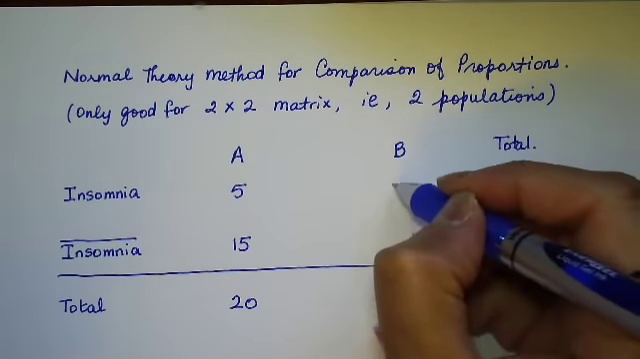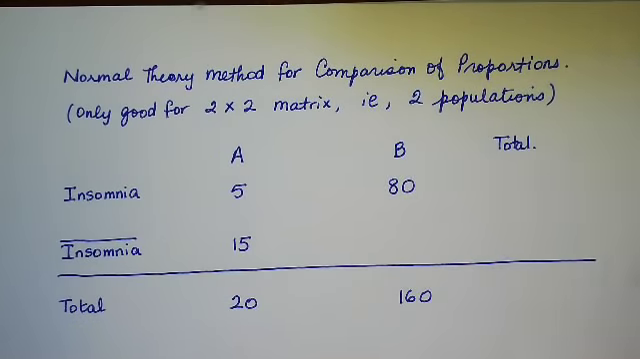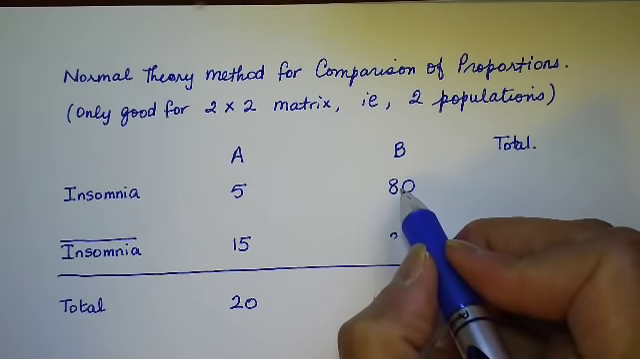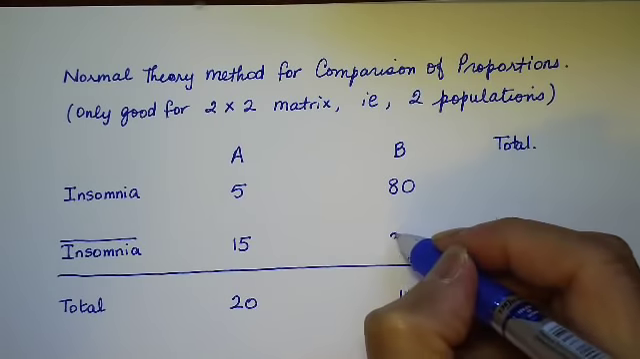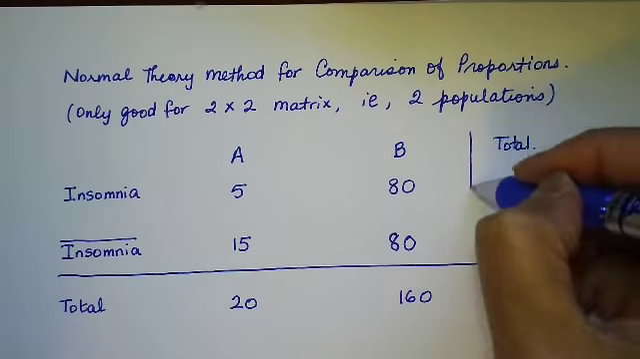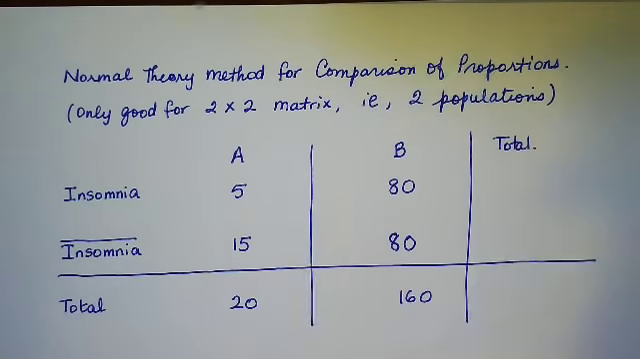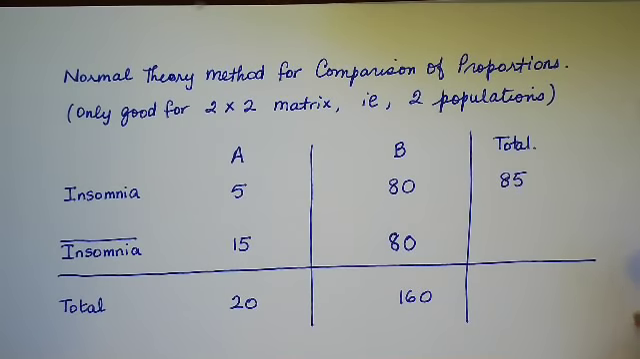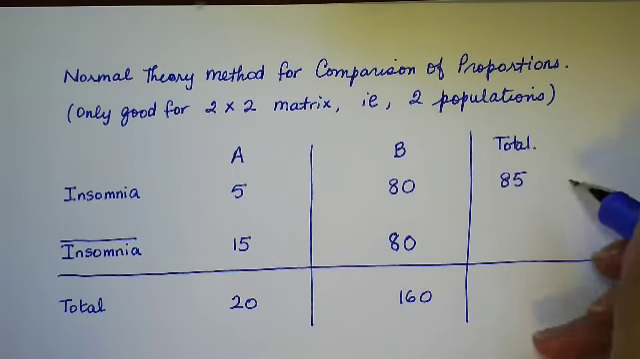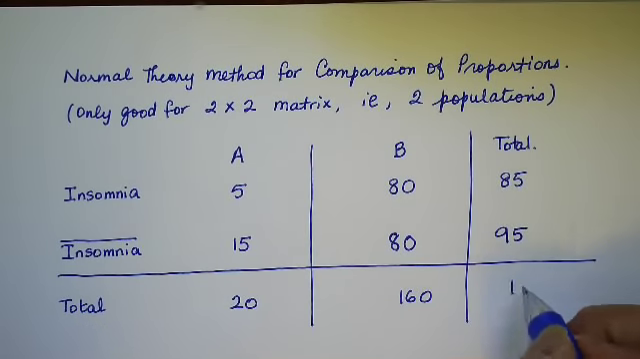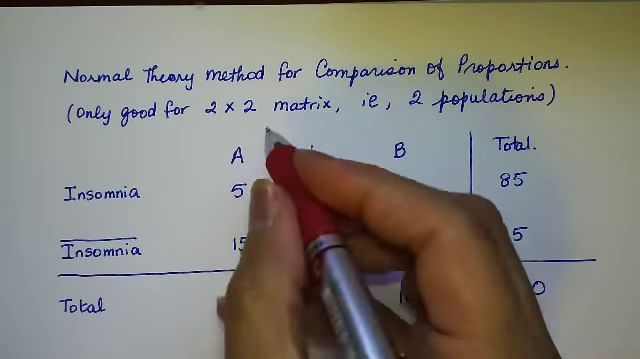And in the sample from drug B, 80 people experience insomnia, and the other 80 do not. Add across, you have 85 in total who experienced insomnia, and 95 did not out of 180 people.